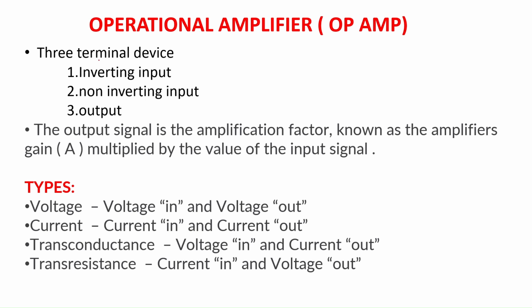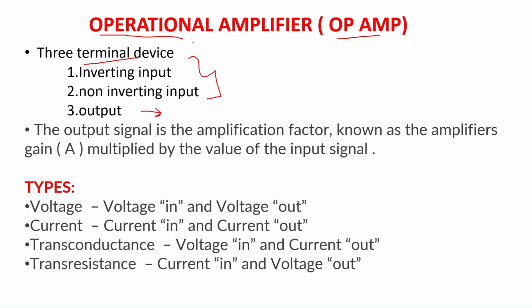Hello everyone, in this video we are going to discuss the operational amplifier, also called the op-amp. Generally, an op-amp is a three-terminal device. The first terminal is the inverting input terminal. Two terminals correspond to the input and one terminal corresponds to the output. The first terminal is the inverting input, the second terminal is the non-inverting input, and the third terminal is the output terminal from which the output is obtained from the operational amplifier.